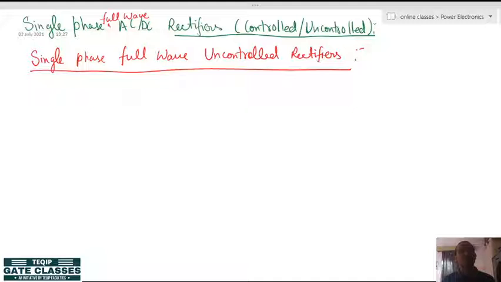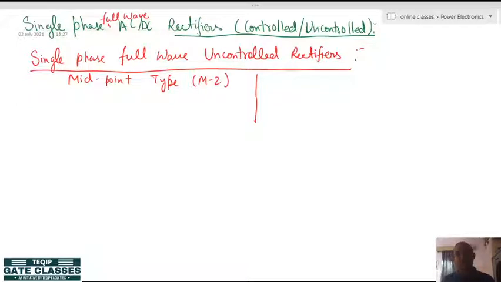When we talk about single phase controlled or uncontrolled rectifiers, we generally have two configurations. The first configuration is called the midpoint type, and in short it is also known as M2 type. Why 2? M means midpoint and 2 means 2 pulse.